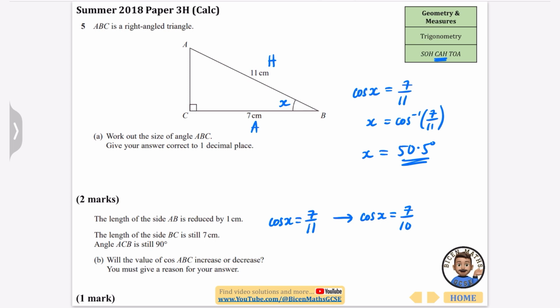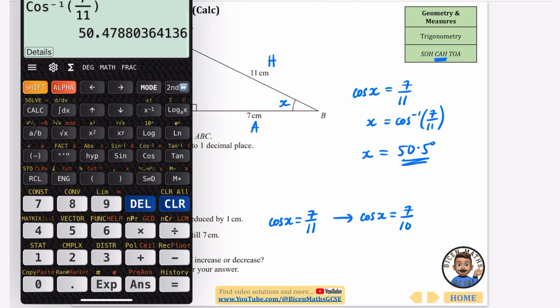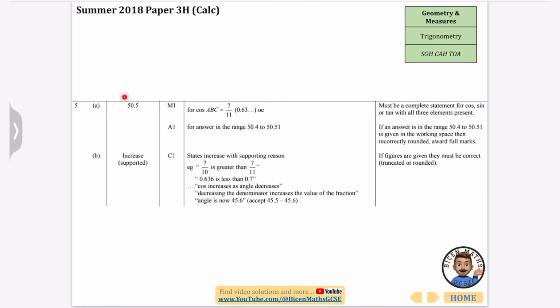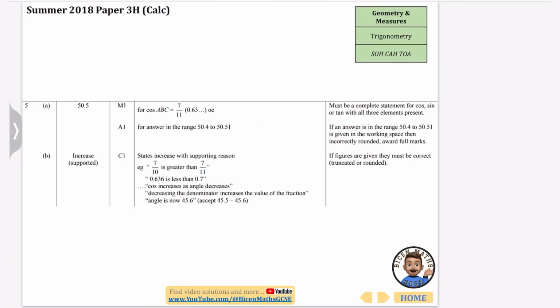So has it increased or decreased? Well, what we can do is check what these values are on the calculator. So if I do 7 over 11 as a decimal, that is 0.63 or 0.6363 like this. And if I do 7 over 10, I know that that is 0.7. So has it increased or decreased? It has increased, as 0.7 is greater than 0.6363. I'm going to put those dots there as well. So we've got 50.5 for the first part, and it has increased because 0.7 is greater than that one. So we did get that part there correct.